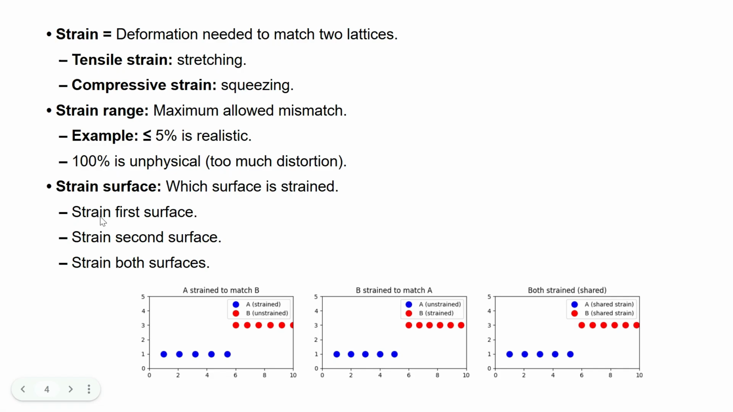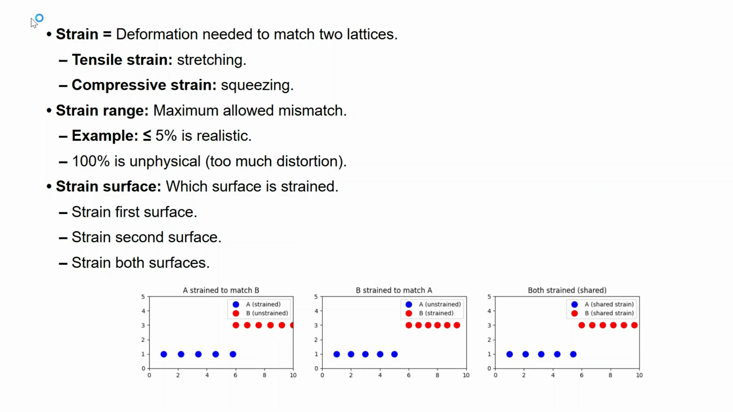Strain first surface means structure A will be stretched or compressed. In the same way, if you consider strain second surface, structure B will be stretched or compressed. And if you consider strain both surfaces, then both structure A and structure B will be stretched or compressed. You can also see this in the diagram: strain first surface, strain second surface, and strain both surfaces.